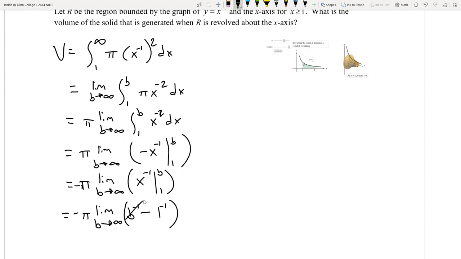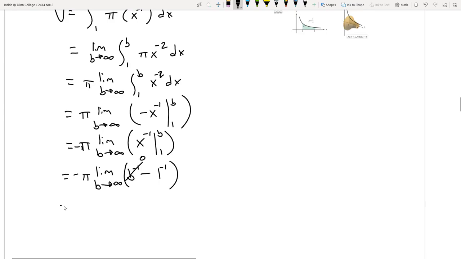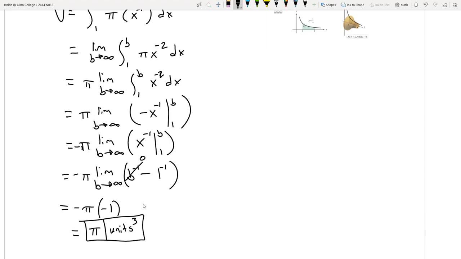b to the negative first goes to 0, right? That's the denominator. The denominator is going to go to infinity, so we get a 0 overall. And so we only end up with negative 1. So we get negative pi times negative 1, which is just pi. And this is a volume, so really we could say that this is cubic units. Not usually necessary though. We'll just go with pi.